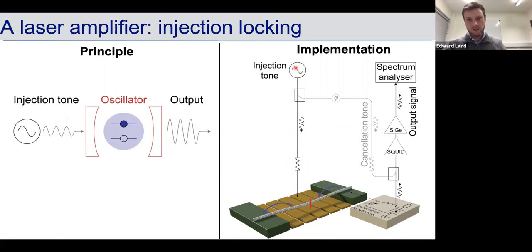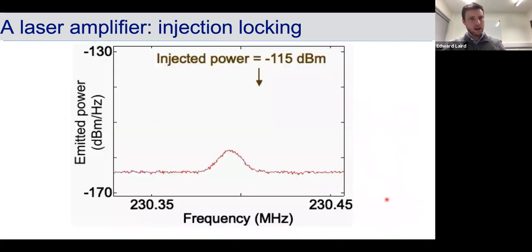And we implemented this by sending our weak seed tone to the gate and then looking at what comes out of the spectrum analyzer. What we see with very weak injected power is some broad noisy signal coming out of the fridge. This is just the free running behavior of the oscillator, which is noisy and fluctuates because of charge noise or impurities on the surface or whatever.